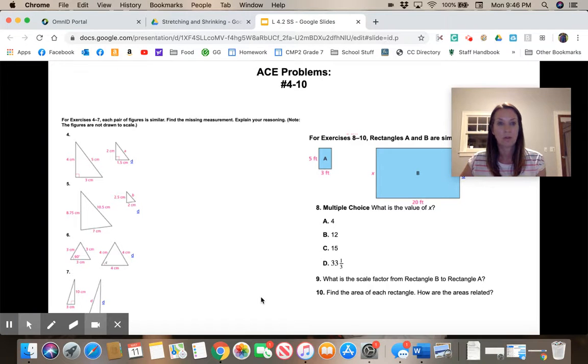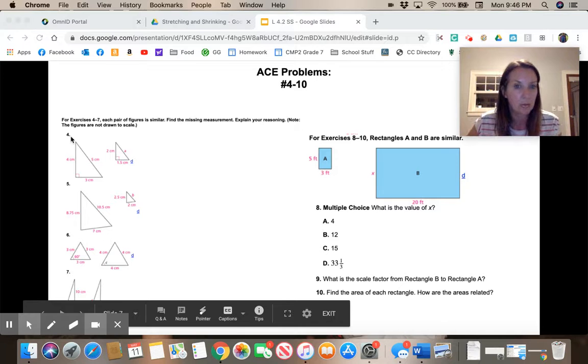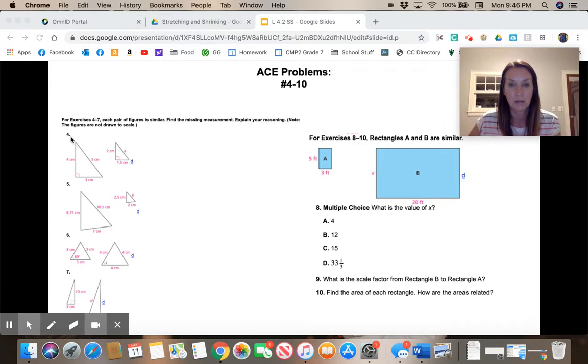For homework, you'll do questions 4 through 10, which sounds like a lot, but when you look at it, you will see that it is not a lot of work. In 4 through 7, you are looking at the missing measurements, find the missing measurements. Here it says they're not drawn to scale, meaning don't look at if they look similar. Use math to figure out the missing side length.